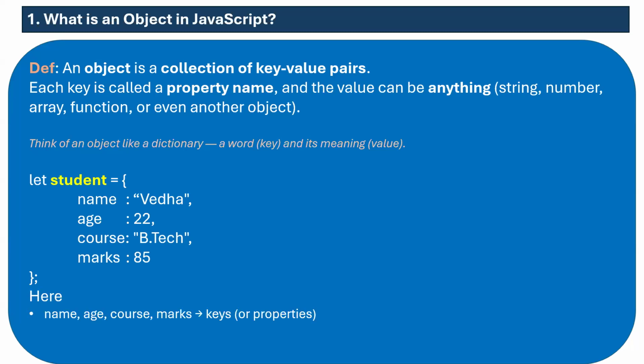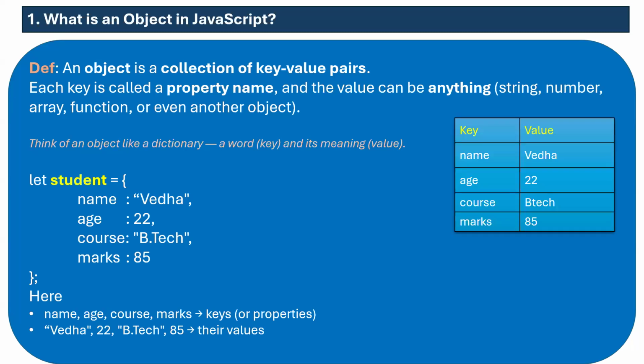Here, guys, name, age, course, marks are keys, or you can say properties. And the name value, 22, BTech, 85 are values. So the pictorial representation you can see on the right side. The left side all are keys and the right side all are values. And each key-value pair we can call a property.